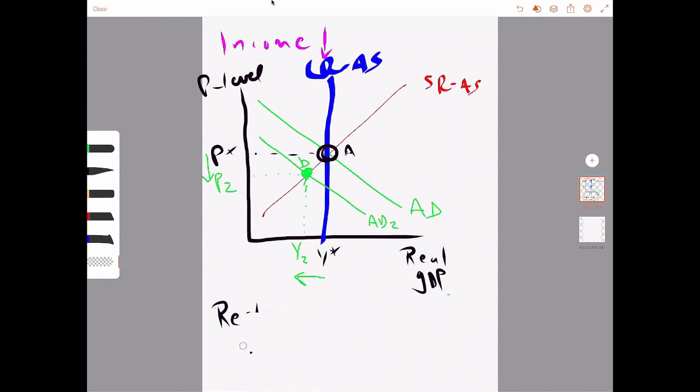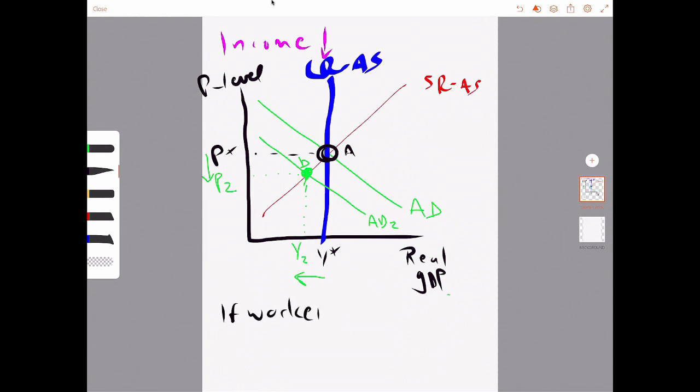So people who are out of work say to themselves, well, I need a job eventually, and because prices across the economy are less, now I'm willing to take a smaller paycheck. So you accept the lower pay.